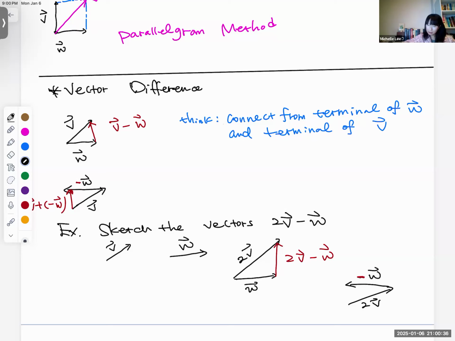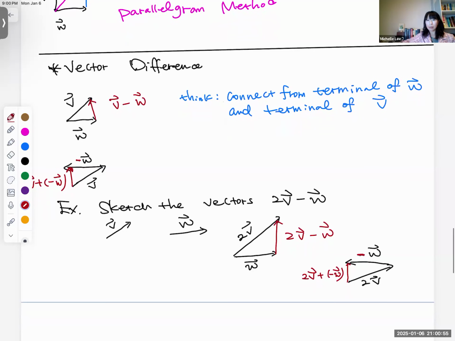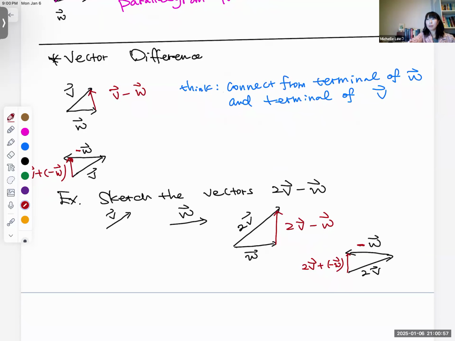And then we connect from initial to terminal, right? So there is 2v plus negative vector w, right? Oh, you cannot see well. All right, so how about that?